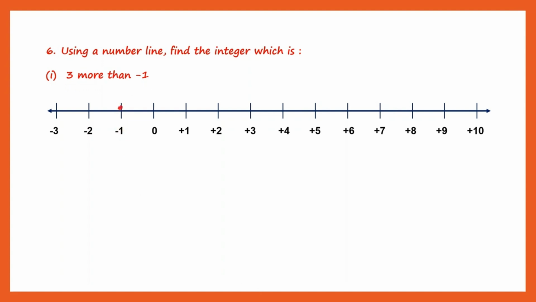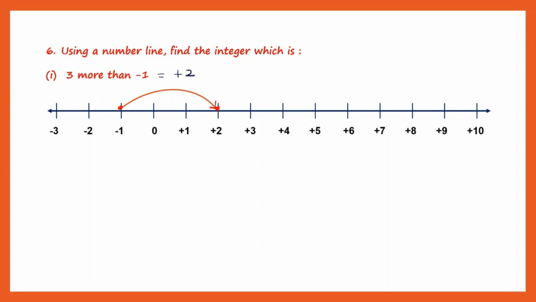Now 3 more means you have to move to the right. More than means it should be to the right. So 1, 2, 3. So this is the number, the integer that is 3 more than minus 1. So let's mark that also. Now how do we show that? We show it with the help of a curve like this, and we have moved to the right. So let's show an arrowhead pointing this way, that we have moved to the right. So what is our answer? 3 more than minus 1 is plus 2.